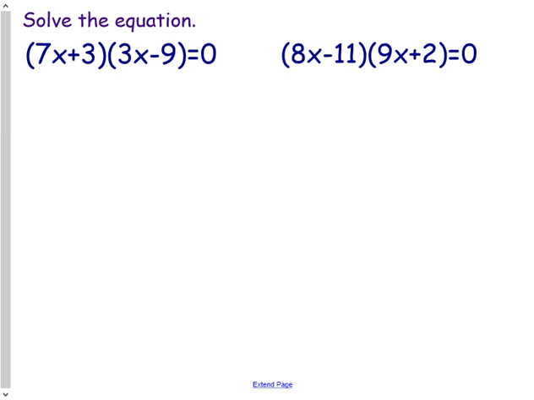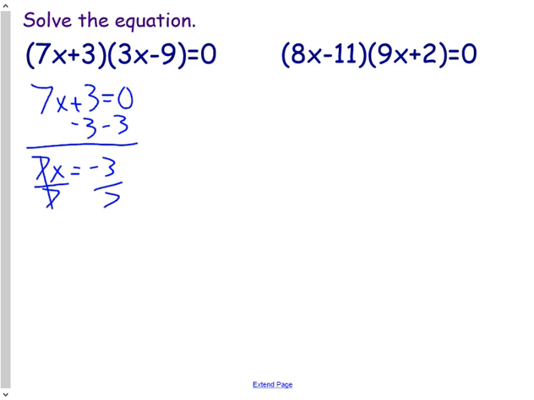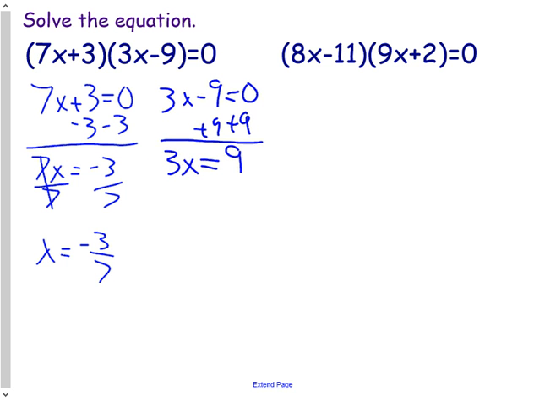One more set and we'll move on. Now we've got 7x plus 3 times 3x minus 9 is 0. Try this on your own and then check your answers once I'm done. My answers: 7x plus 3 equals 0, minus 3 from both sides, and divide by 7 to get x equals minus 3/7. The next one: 3x minus 9 is 0, plus 9 to both sides, and yes, you need to show this work. Divide by 3 on both sides, and 9 over 3 is 3, so x is 3.